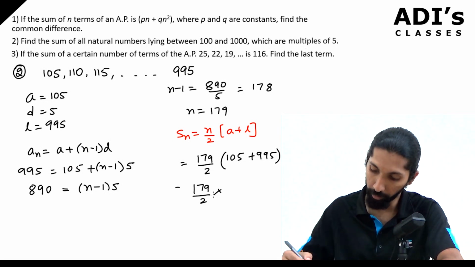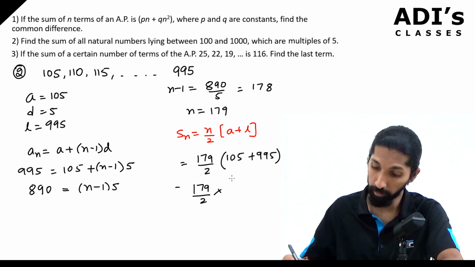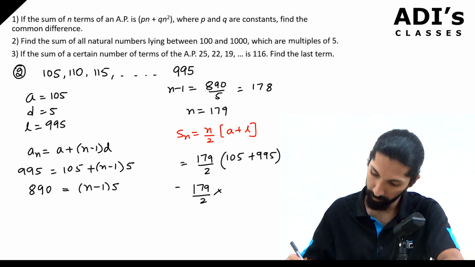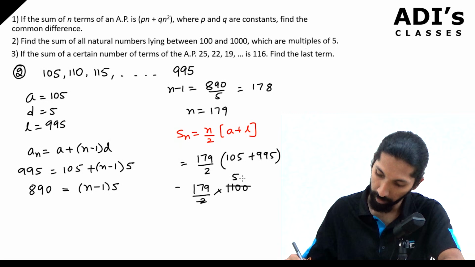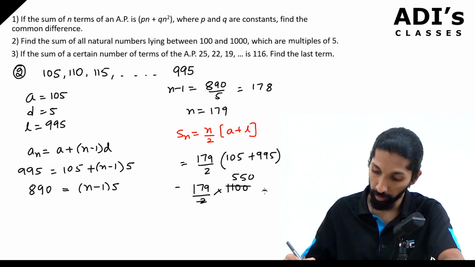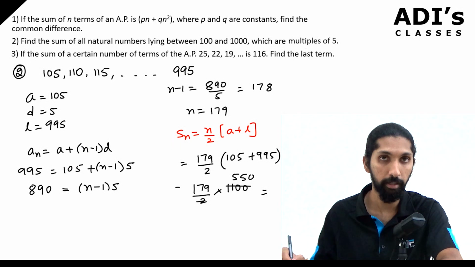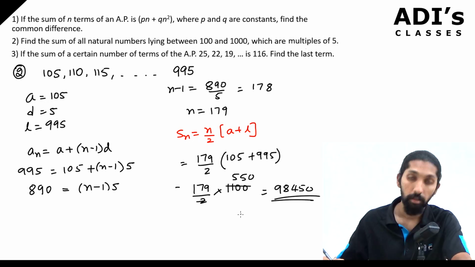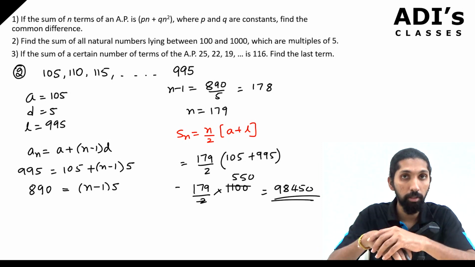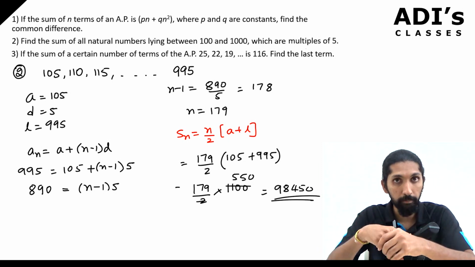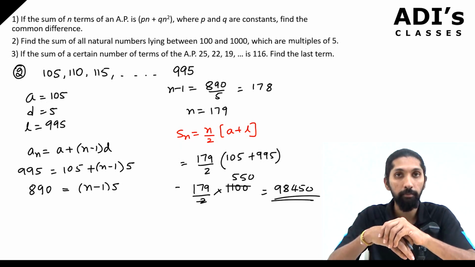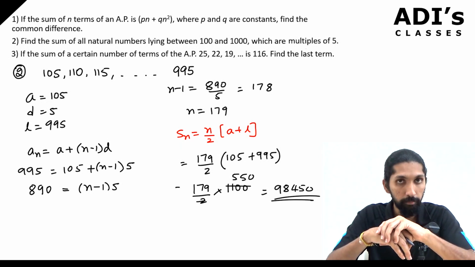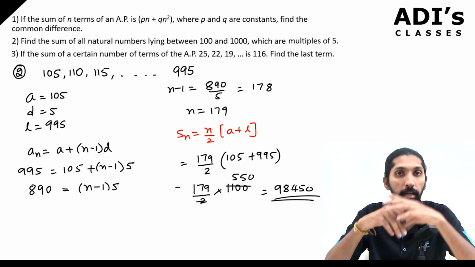179 by 2 into 995 plus 105. 1000, 1100. So 550. So we have 179 into 550, correct? So the answer becomes 98,450. So the sum of all the natural numbers between 100 and 1000 which are divisible by 5 is this. Understood? So this is the answer for the second question.